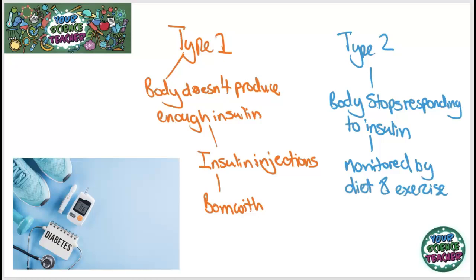And with type 2 diabetes, it's something that can be developed during people's life. It's something often contracted through old age, and there are some factors that can increase your chance of contracting type 2 diabetes. And we call these risk factors, and obesity is a main cause of type 2 diabetes.